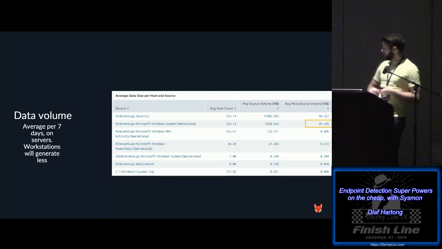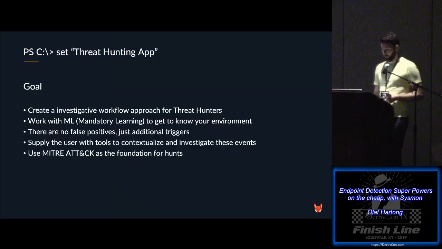So in this example, this is actually from a client. This is only a server selection, and it's generating about 25 megabytes a day per server, which is fairly acceptable for any organization. Clients and workstations are usually a little bit less because most of the people are just working in a browser or in SAP or whatever. So then it's even less. So it's actually quite usable. But then you want to do something with the data, right?